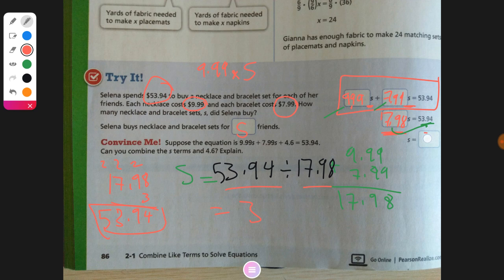So how many of her friends does she pay for? 3 friends. Okay, this is a small one for the story problem.